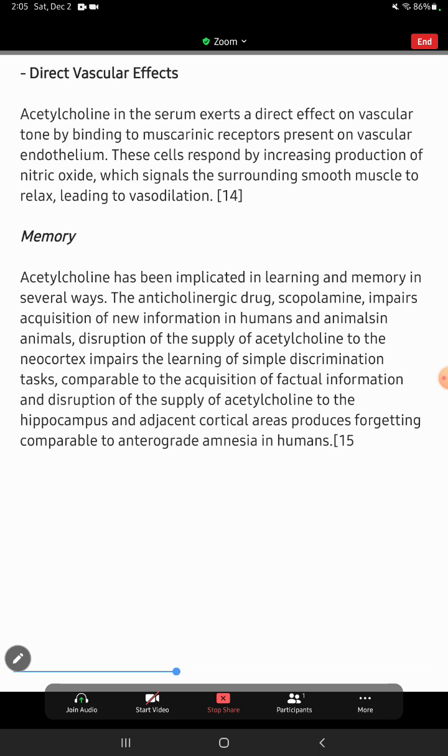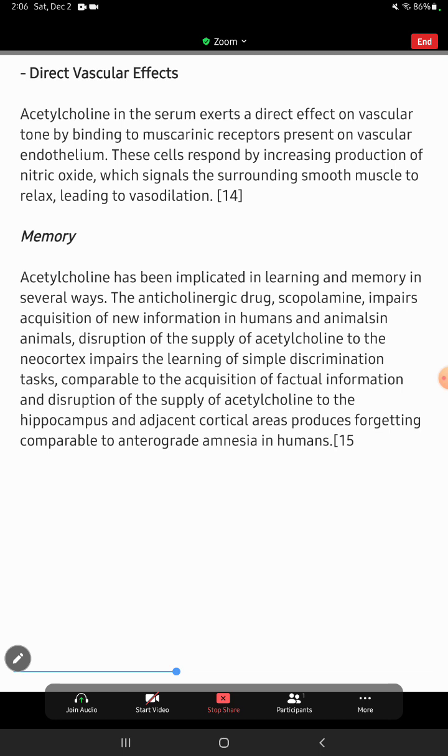Memory. Acetylcholine has a great role in memory in several ways. Acetylcholine has been implicated in learning and memory in several ways. The anticholinergic drug scopolamine impairs memory formation in humans and in different types of animals.